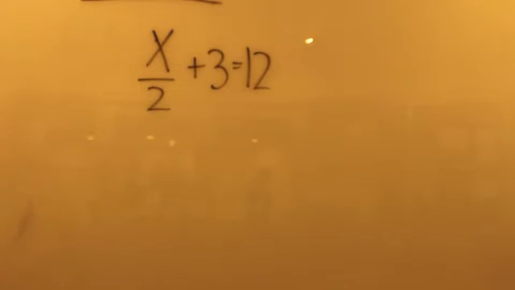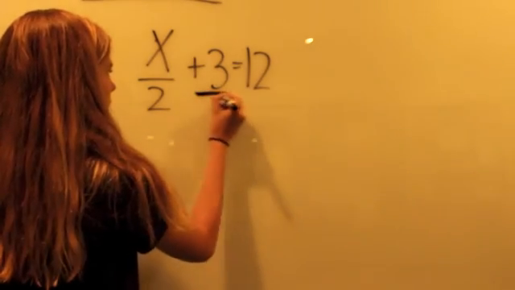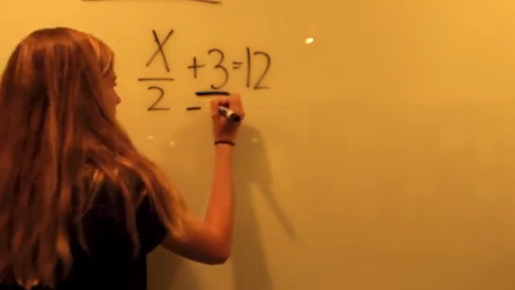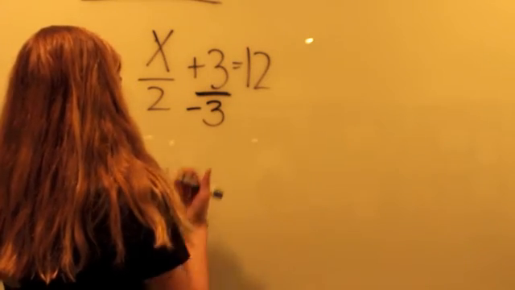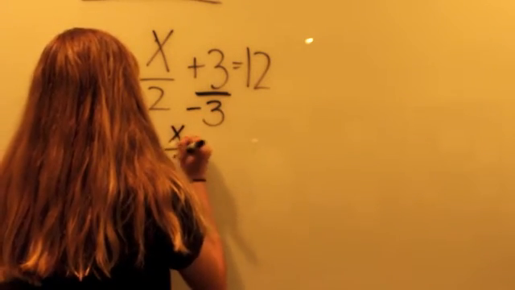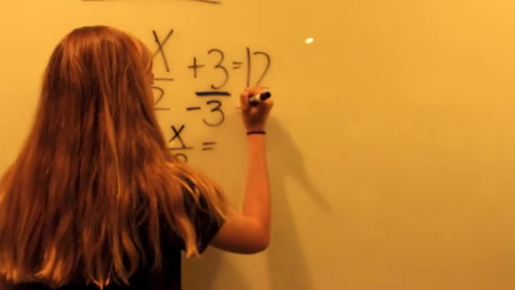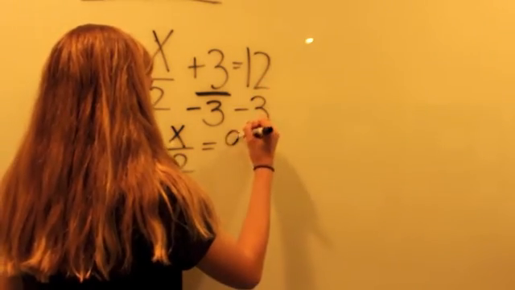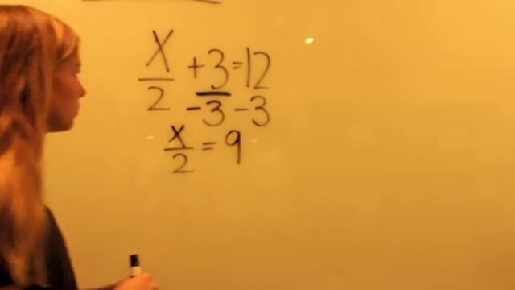Our next equation is x divided by 2 plus 3 equals 12. We're going to start by looking at the positive 3, and we're going to do the opposite, which would be negative 3, or subtracting 3. So that will bring us x over 2 equals 12. But because we subtracted 3 on one side, we have to subtract 3 on the other side, giving us x over 2 equals 9.